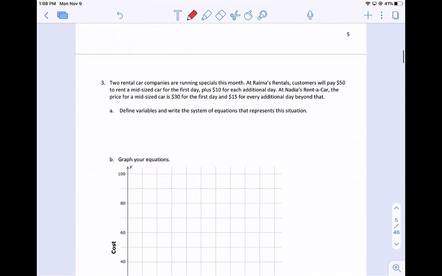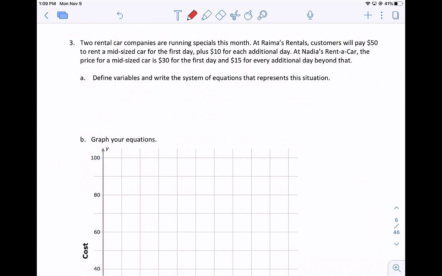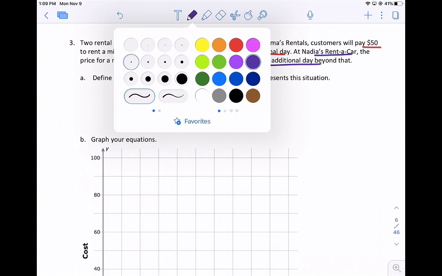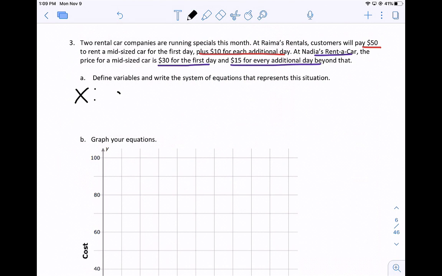All right, so the last one, 2 car rental companies are running specials this month. At Rima's Rentals, customers pay $50 to rent a mid-sized car for the first day and $10 each additional day. At Nadia's Rent-A-Car, the price for a mid-sized car is $30 for the first day and $15 for each additional. All right, let's define our variables. So here, we're going to say X is the number of days because that's the independent variable, and Y will be the cost. The cost depends on how many days you've rented the car.